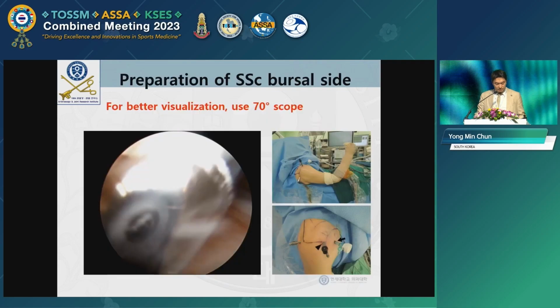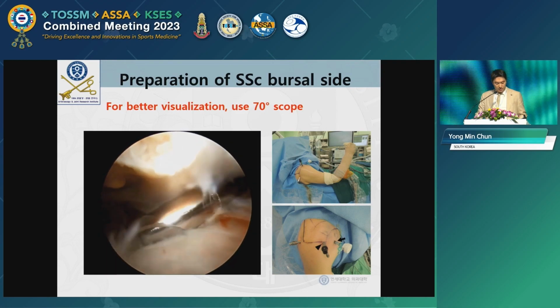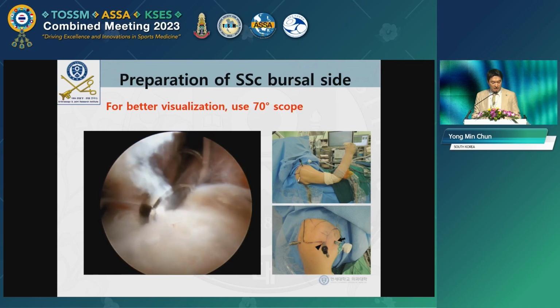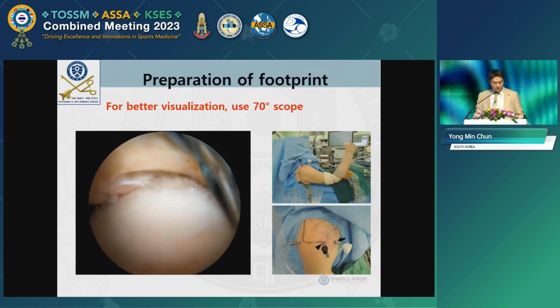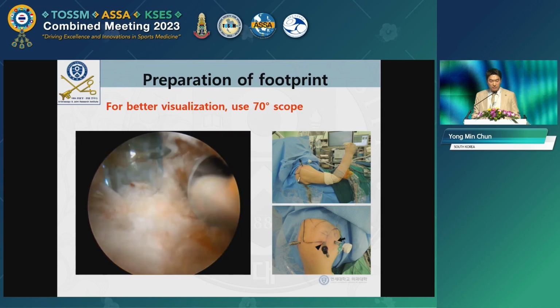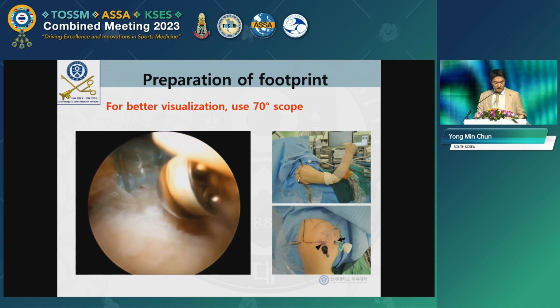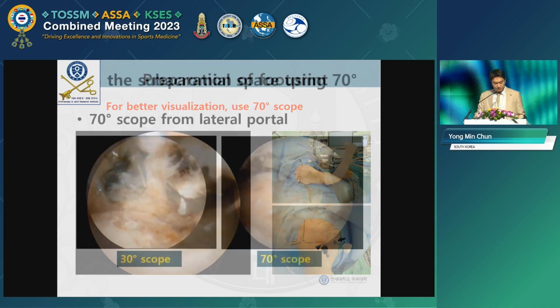So switching to the 70-degree scope for better visualization, I prepare the bursal side of the subscapular like this. And then from the anterior portal, using the cannula like this, we can fold down the subscap and expose this subscap footprint. And then using the electrocautery and acumenizer, we can prepare the footprint like this.